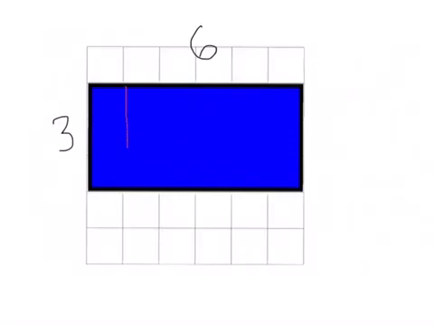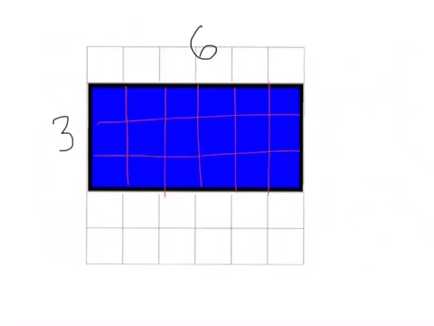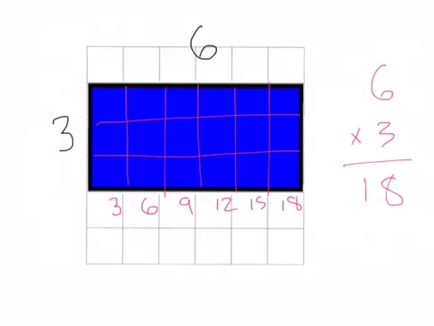Alright, let's draw on our grid lines and make some sense of these numbers. I see 6 groups of 3. So I've got 3, 6, 9, 12, 15, 18. 6 times 3 is 18. And if they give you a grid, you can always double check by just counting the boxes.